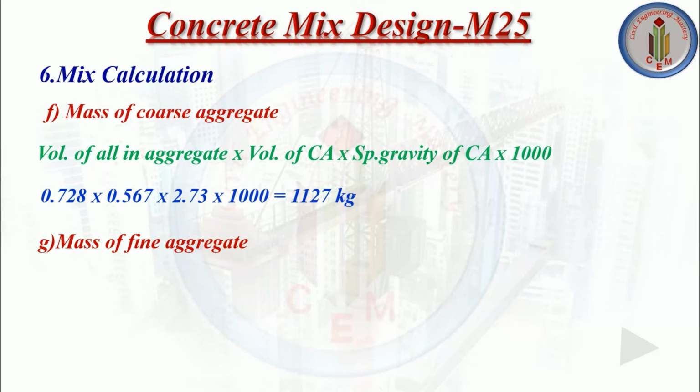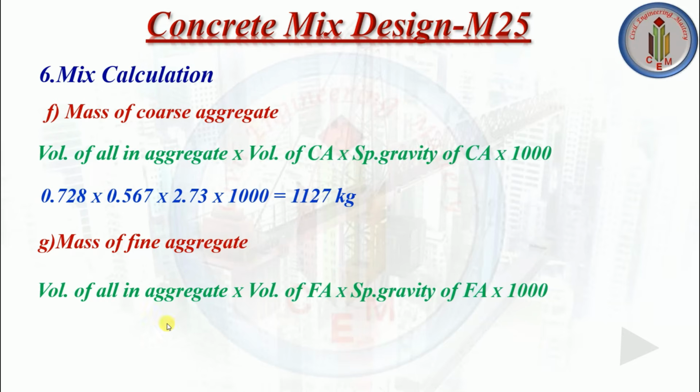Next, let's find out the mass of fine aggregate: volume of all-in aggregate multiplied by volume of fine aggregate multiplied by specific gravity of fine aggregate into 1000. Volume of all-in aggregate is 0.728 and volume of fine aggregate is 0.433. Specific gravity of fine aggregate is 2.46 multiplied by 1000. So we get 775 kg as the mass of fine aggregate.